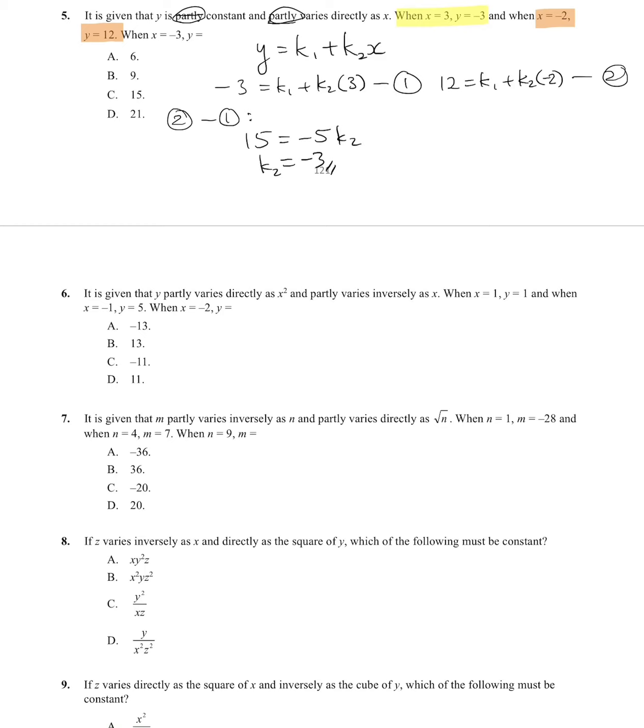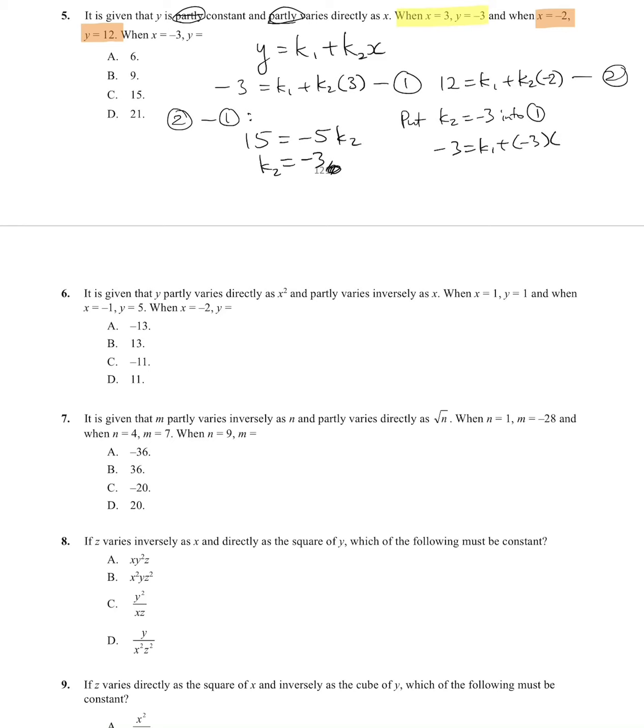Once you find K2 as negative 3, then you can plug it back into either one of the equations. So plug it into the first one, so put K2 equal to negative 3 into 1. You don't need to do all this because this is an MC question. You can use your program number 1. I just didn't have a calculator next to me, so I'll just do it.